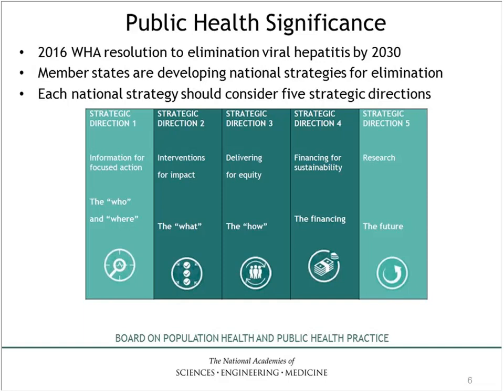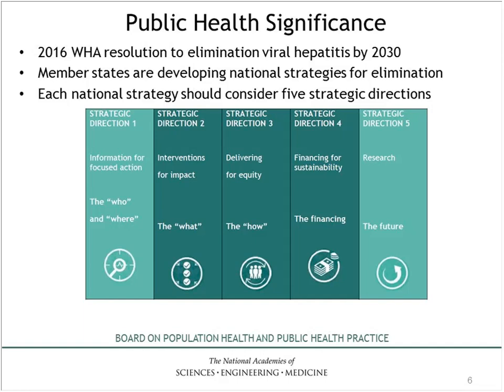Each national strategy was asked to consider 5 strategic directions, and this is the order that you'll see in our report that I alluded to before. Strategic direction 1 is information for focused action. Basically, what information do we need in order to be able to achieve this goal? The who and the where. Strategic direction 2, the interventions for impact. What are the things we need to do in order to be able to have this beneficial effect of eliminating viral hepatitis? And again, here the question is the what.